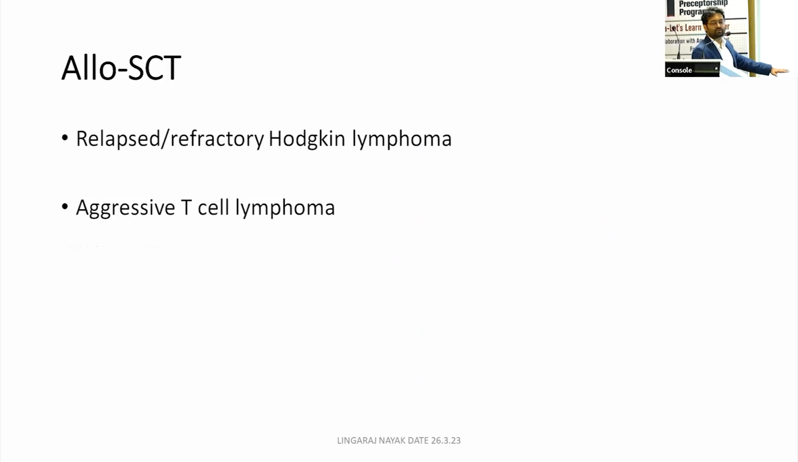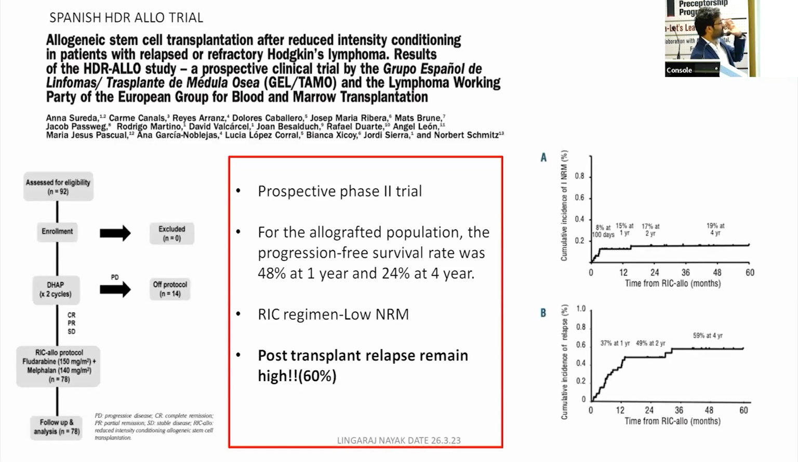The only two situations where you really do allotransplant are relapsed refractory Hodgkin and aggressive T cell lymphoma in very young patients. So first, let's see Hodgkin. This is the data. This is prospective, and I love prospective data because you get the entire picture. In retrospective data, you already have bias in how the data was collected. But prospective data is always good to understand what is really happening in that space.